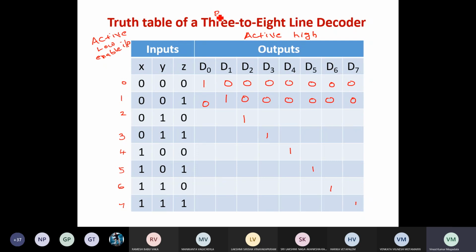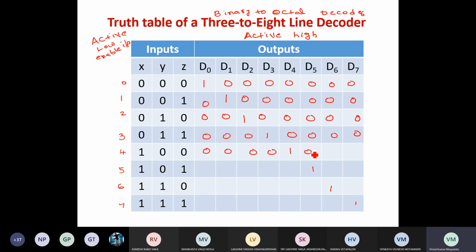In fact, this is called a binary to octal decoder. How many outputs do we have in the octal number system? Actually 8 only, from D0 to D7. That's why this 3 to 8 line decoder is also called a binary to octal decoder. The remaining outputs are all zeros. So this is the truth table of a 3 to 8 line decoder.